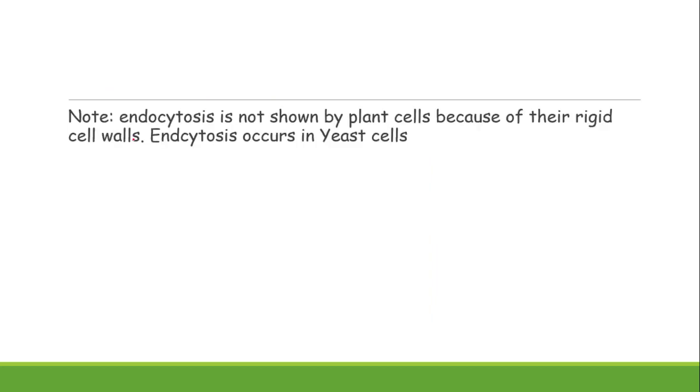नोट है यहाँ पर कि endocytosis जो है वो plant cells शो नहीं करते हैं, क्योंकि plant cells में plasma membrane के बाहर cell wall होती है and cell wall is very rigid. Plasma membrane is flexible, it can move, but cell wall it is very very rigid. So endocytosis is not possible in plant cells. So endocytosis किस में होगा? Animal cells में होगा, and it also occurs in yeast cells.